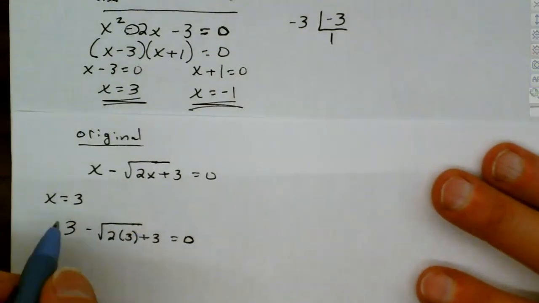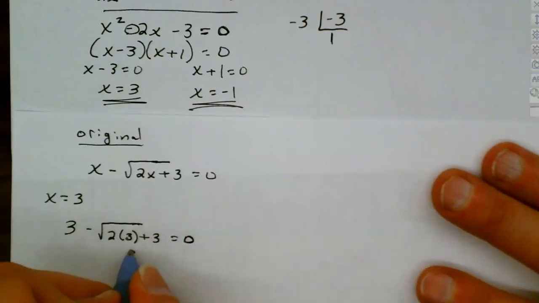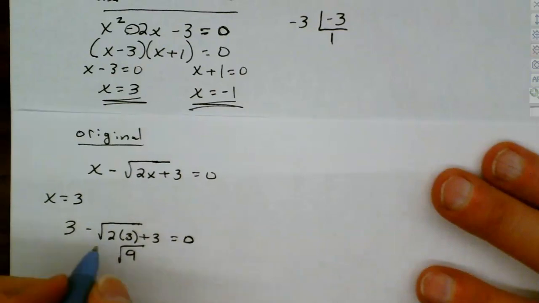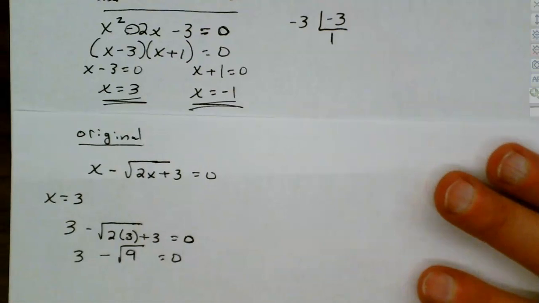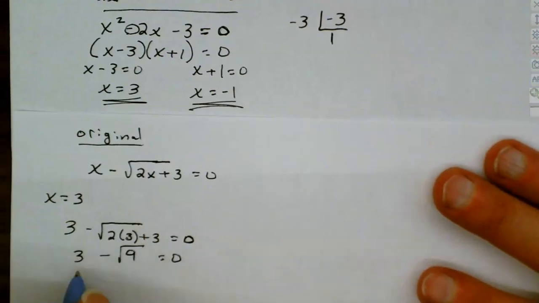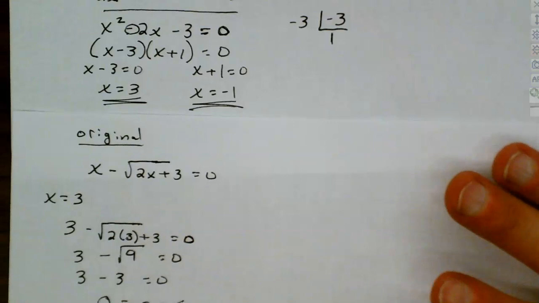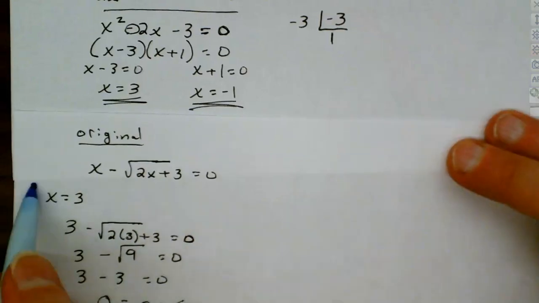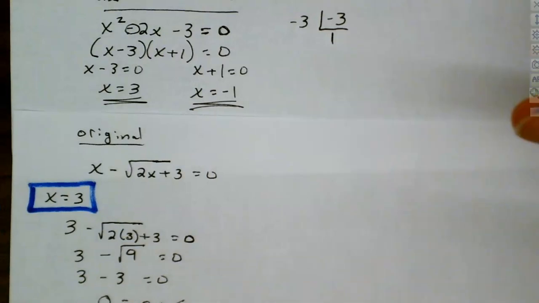And I think it will, because 2 times 3, that's a 6. 6 plus 3 more makes it a 9. And what do we know about the square root of 9? 3, and we've got 3 minus 3. Does that equal 0? Yes, it does. So this works.